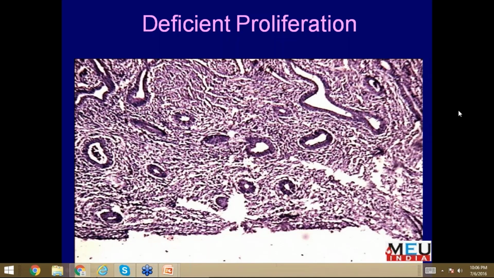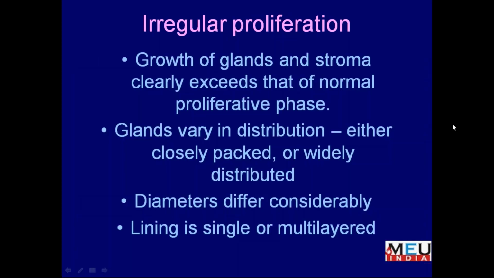Okay, now slide of deficient proliferative phase. Again, if we see, the number of glands is very less, very little mitotic activity can be seen. Now, irregular proliferation, there is a growth of glands and stroma which clearly exceeds normal proliferative phase, and the glands vary in distribution and they are closely packed or widely distributed, and the diameters differ considerably. The lining is single or multi-layered.